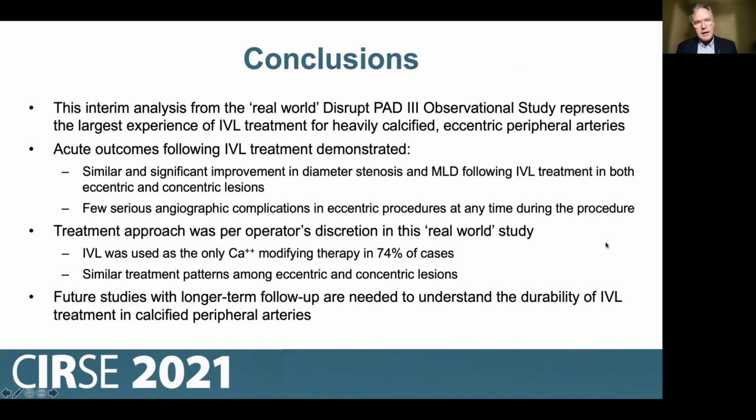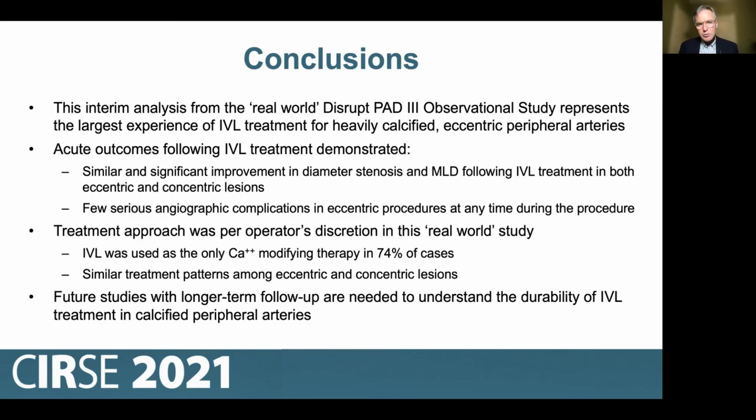So this interim analysis from the real-world Disrupt PAD3 observational registry represents the largest experience of lithotripsy treatment for heavily calcified eccentric peripheral arteries. And the acute outcomes following IVL treatment demonstrated similar and significant improvement in diameter stenosis and mean lumen diameter following IVL treatment in both eccentric and concentric lesions with a very low complication rate.